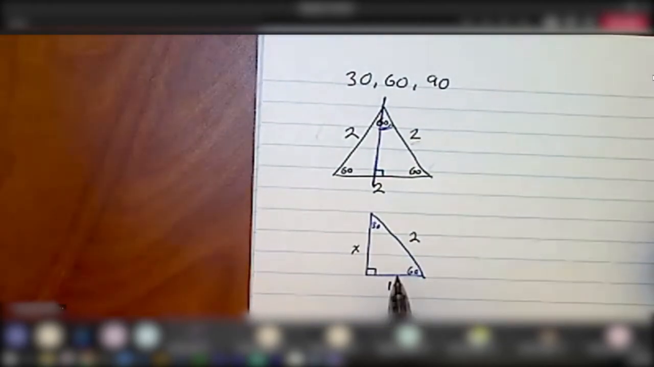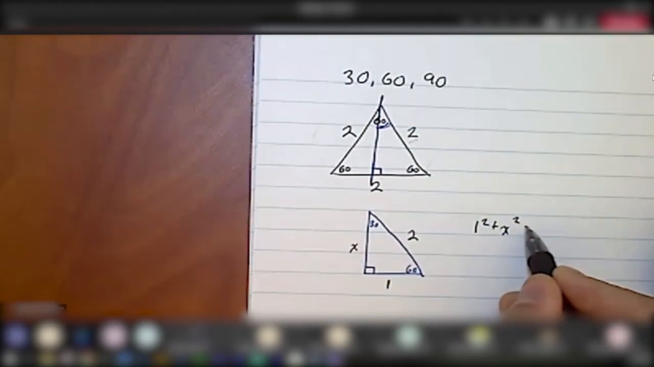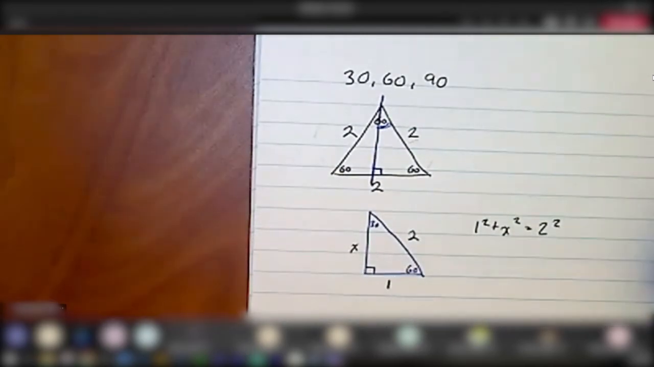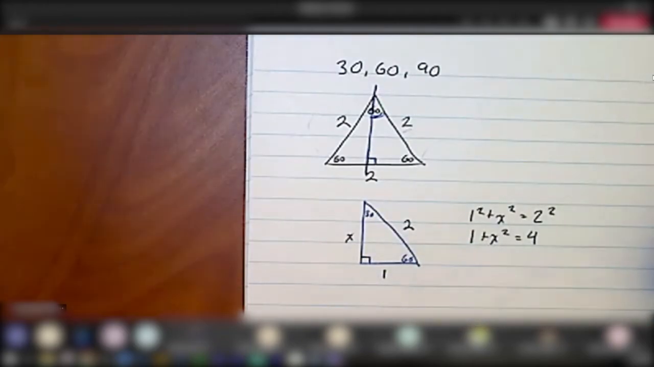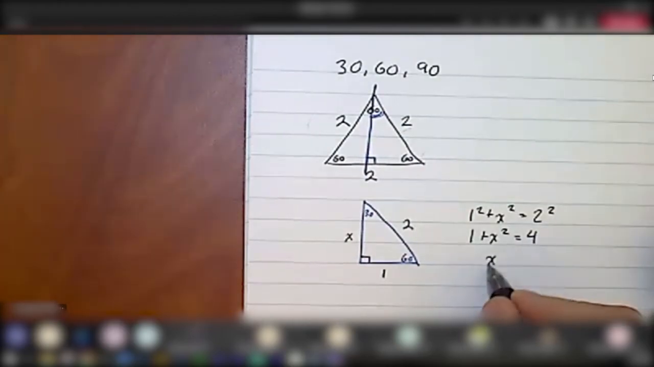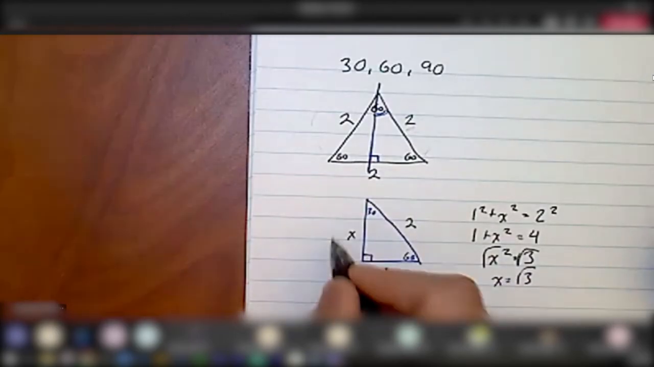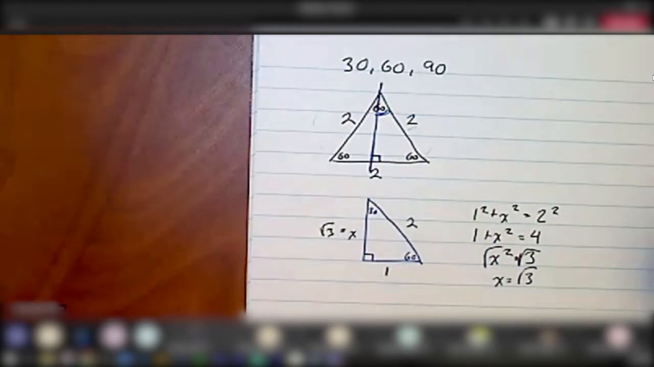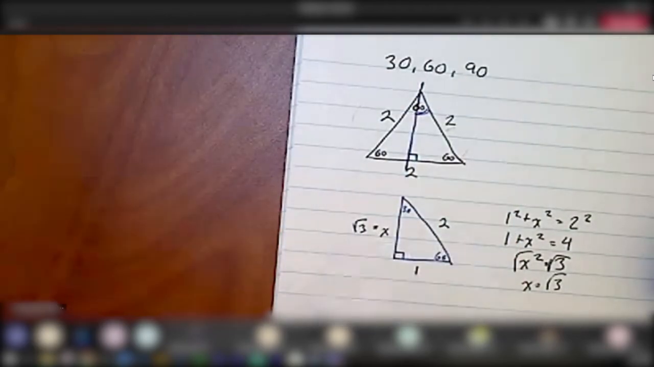So we're going to do Pythagorean theorem. I do know one leg squared plus, I don't know the other leg squared, equals hypotenuse squared. So I get 1 plus x squared equals 4. Subtract that over. I get x squared equals 3. Square root, and I get x equals the square root of 3. And this is now the ratio that you need to memorize for the 30, 60, 90 triangle. The 30, 60, 90 triangle is the 1, 2, square root of 3.